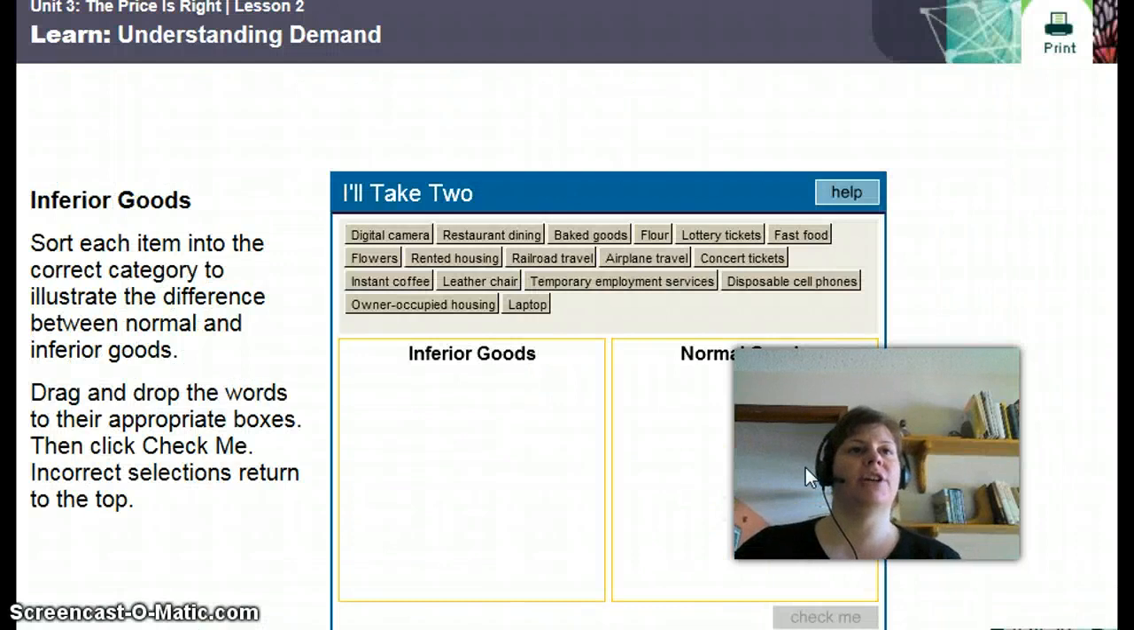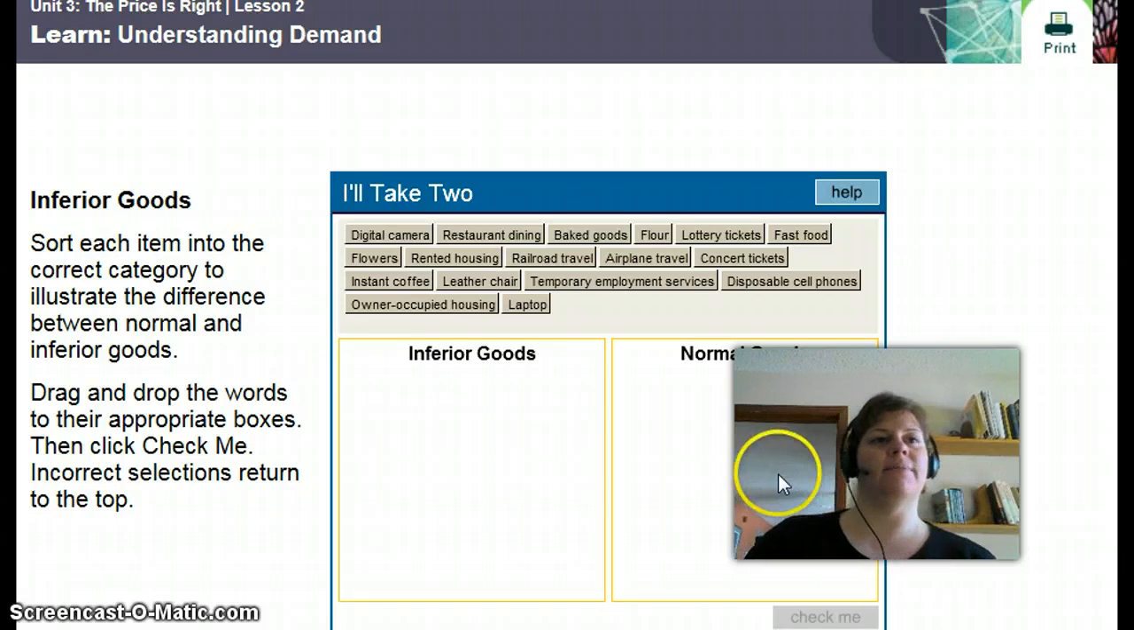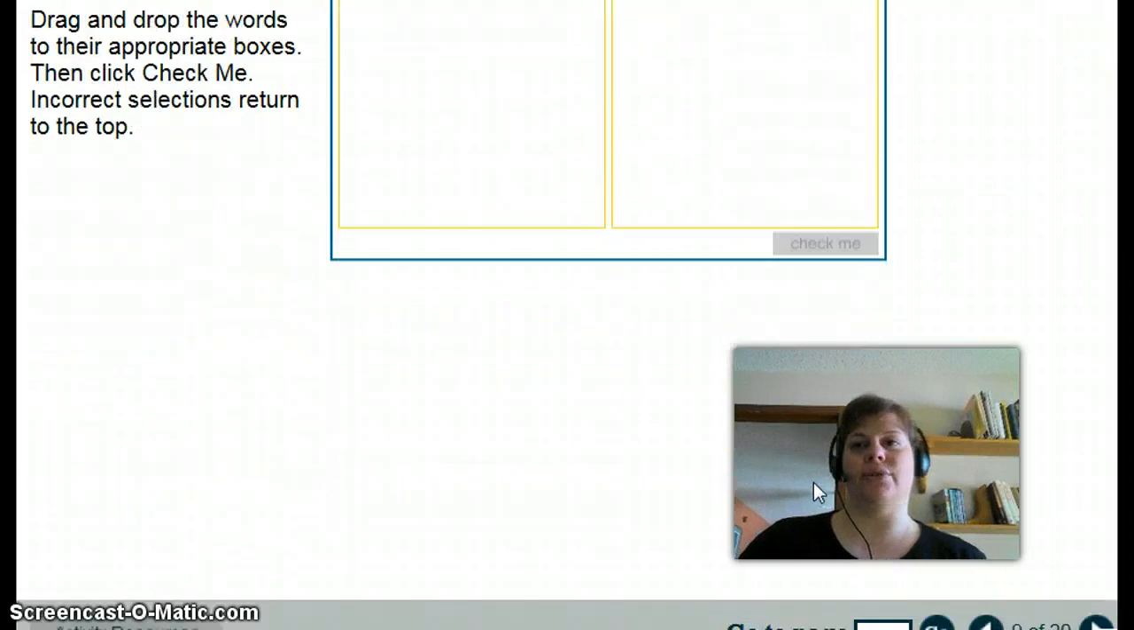Inferior goods. Sort each item into the correct category to illustrate the differences between normal and inferior goods. Drag and drop the words to their appropriate boxes, then click Check Me. Incorrect sections return to the top. So you can go ahead and try that on your own.